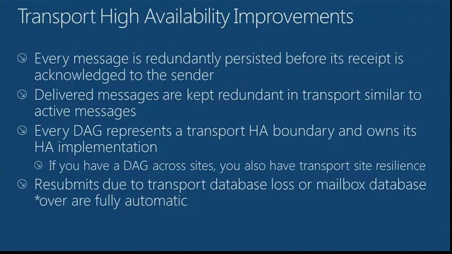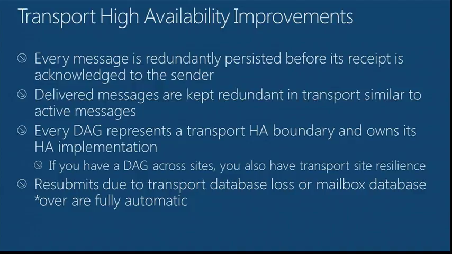Now, every DAG represents a transport HA boundary. Remember, the DAG is the collection of mailbox servers, and it's mailbox now that has all the roles jammed into it. Okay, so that means now that the mailbox becomes the transport HA boundary. And in fact, we have a new name for that. We call it the routable DAG. Okay, but don't be confused by that name. It doesn't mean we're routing things across DAGs and whatnot. It just means that when we try to redundantly persist messages within a DAG, we always try to persist it on a server that's also a member of that DAG.